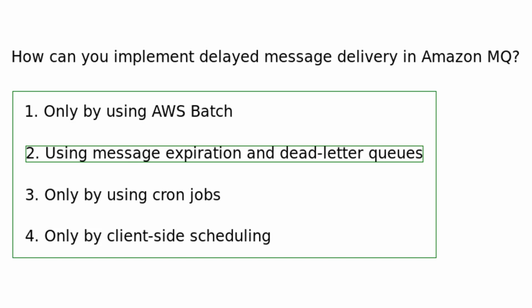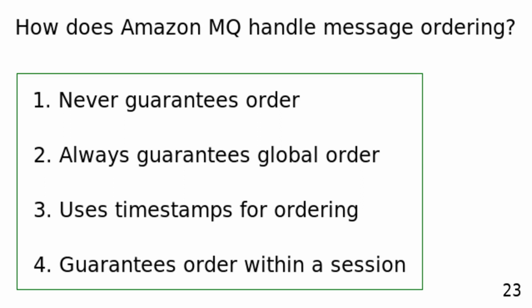Delayed delivery in Amazon MQ often uses message expiration and dead letter queues, where messages expire into a delay queue before being moved to the target. How does Amazon MQ handle message ordering? Never guarantees order. Always guarantees global order. Uses timestamps for ordering. Guarantees order within a session.